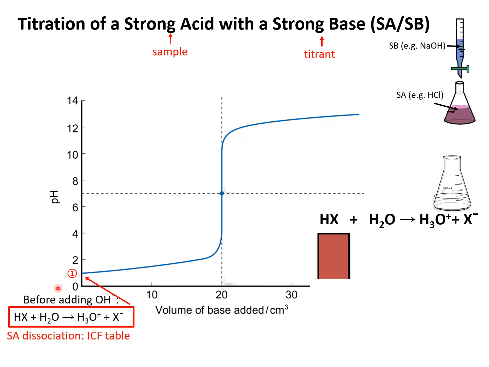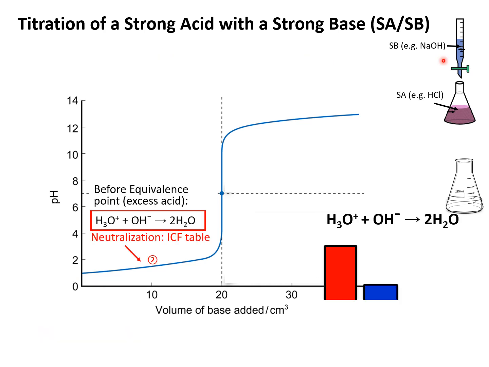Here we have an example of a titration curve for a strong acid, strong base reaction. And we can see here that at the beginning of our titration, before we've added any hydroxide, we only have our strong acid present. And so this strong acid will dissociate completely, producing H3O+. And so as a consequence, at the beginning of the titration, the pH starts off very low.